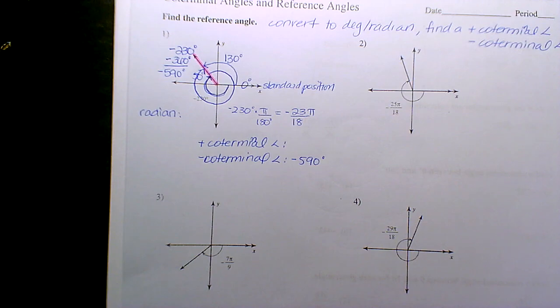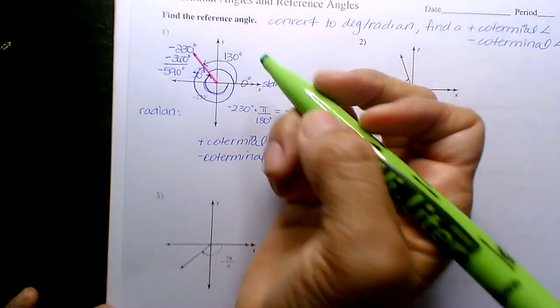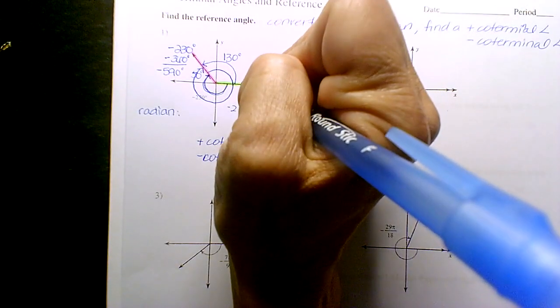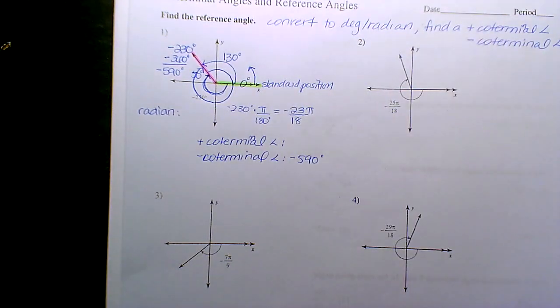Okay, what's the positive coterminal angle? Positive meaning you're starting at your standard position, your initial side, which is 0 degrees. Except now you're opening up through quadrant 1, 2, 3, 4. You're going counterclockwise. So what's the degree where I land on the pink? 130. Yeah, 130. Land on the pink. 130. It's right there.